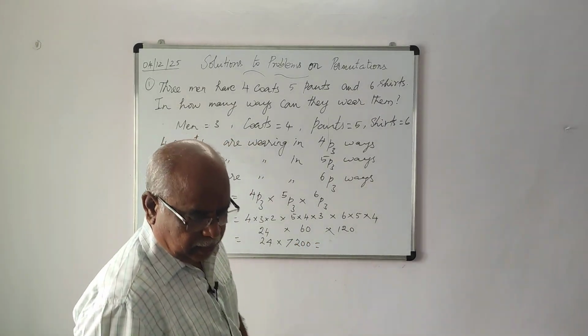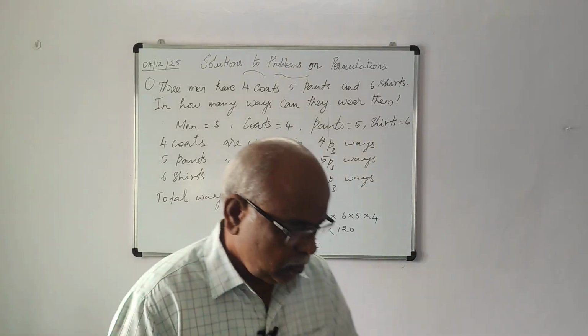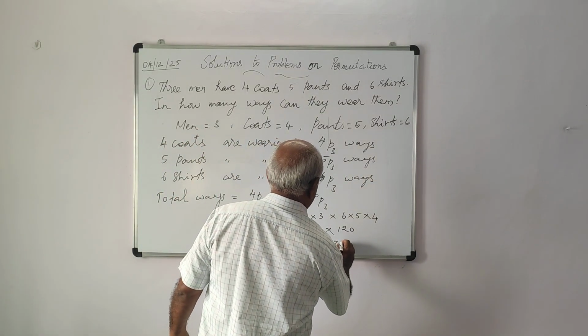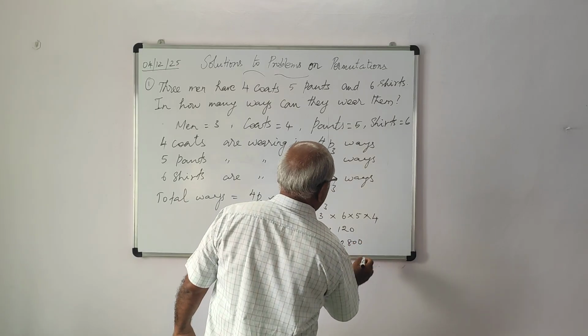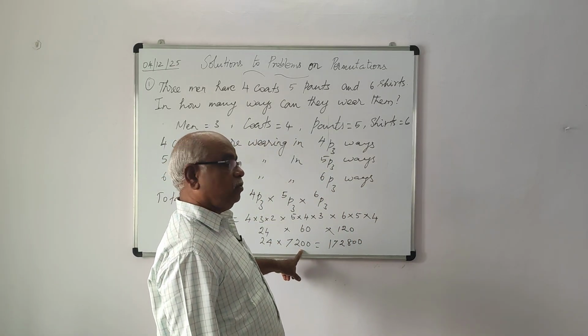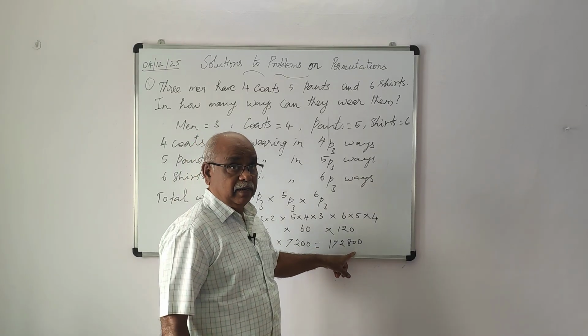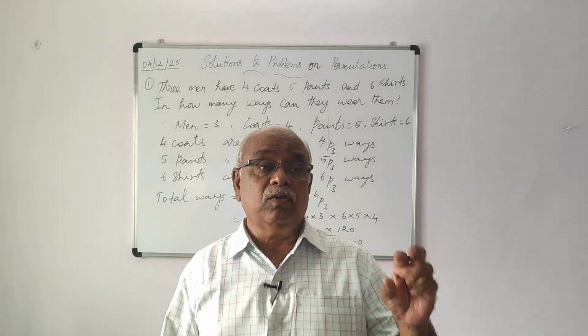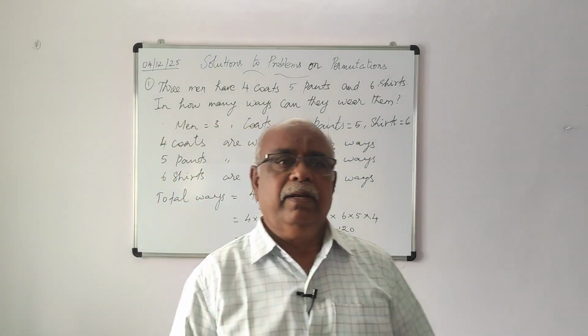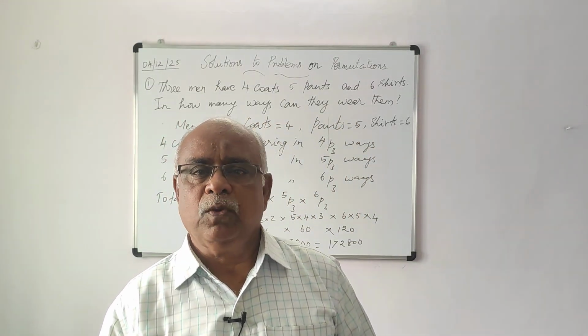60 into 120 is 7,200. After multiplying this 24 into 7,200, you will get 1,72,800. So 1,72,800 ways of wearing these items by 3 men. That's all about the problem. Okay?